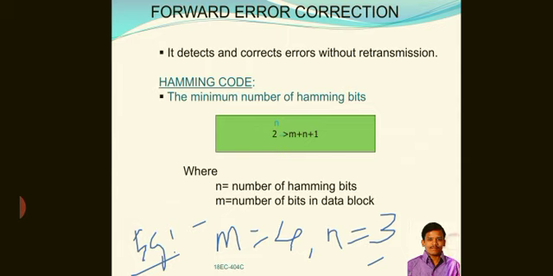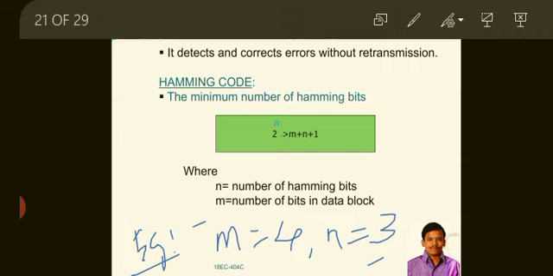So, like this, by using this condition, first we will find out how many extra bits will be required. Those bits are called Hamming bits. So, this is one example for that. Like that, you can use it, depending upon the number of data bits in the message.